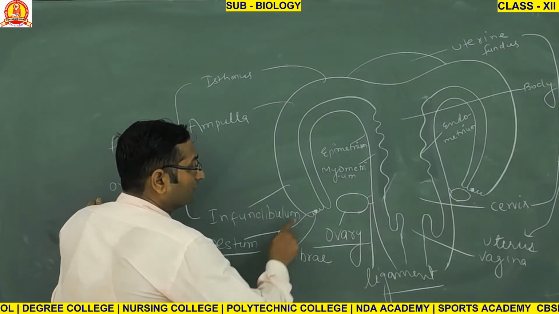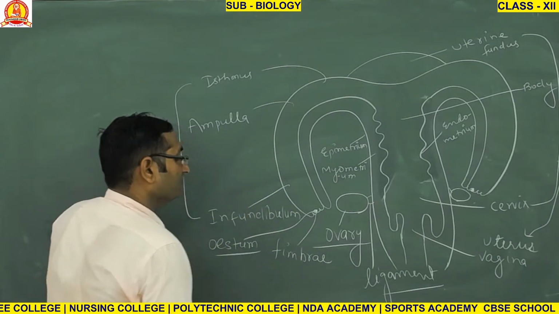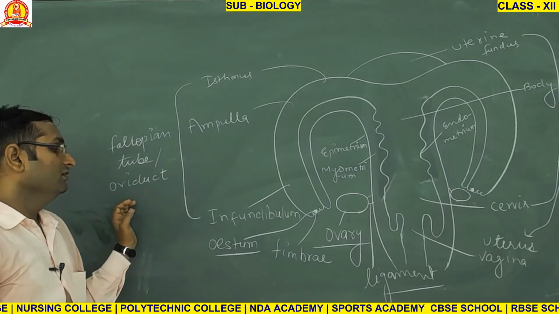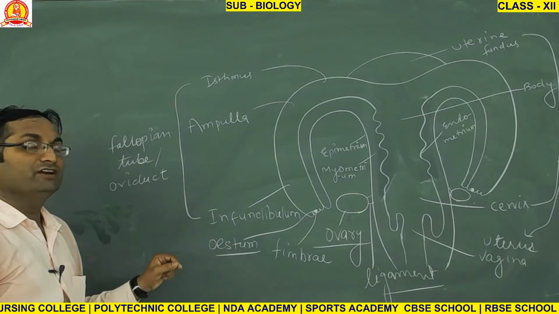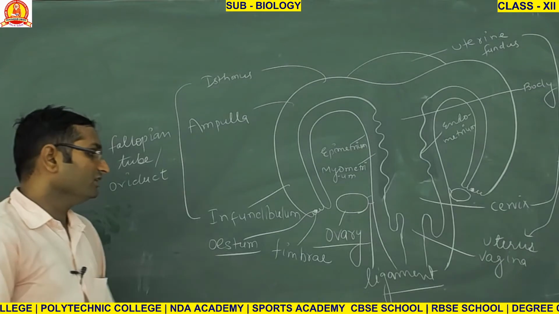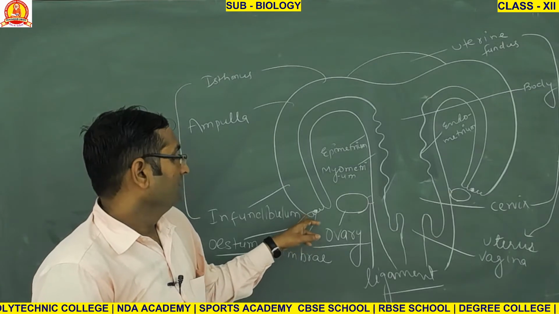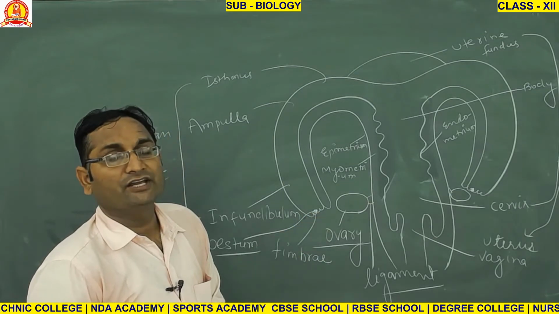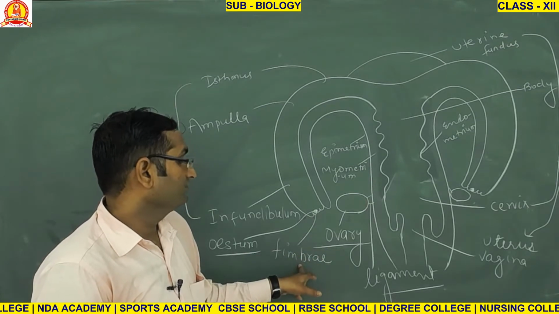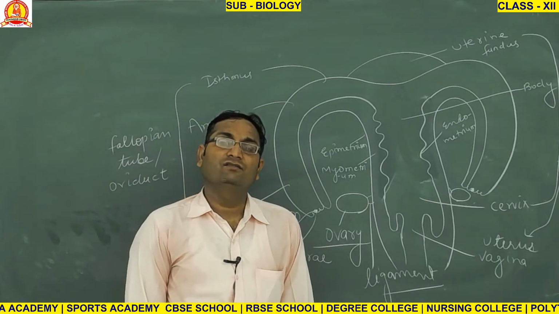Fallopian tube is a curved structure, about 10 to 12 cm in length, and divided in 3 parts. First one is infundibulum. Infundibulum is a funnel shaped structure. It contains some finger-like structures known as fimbriae. Fimbriae collect the ovum or egg from ovary.